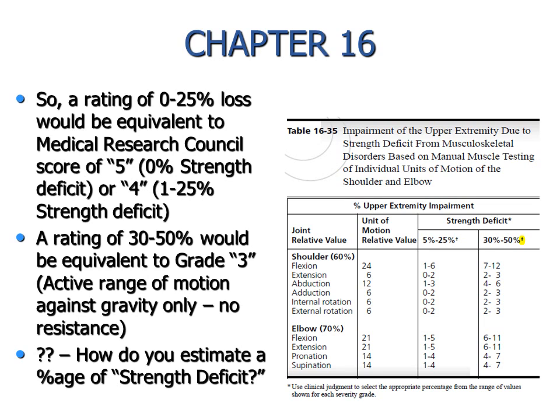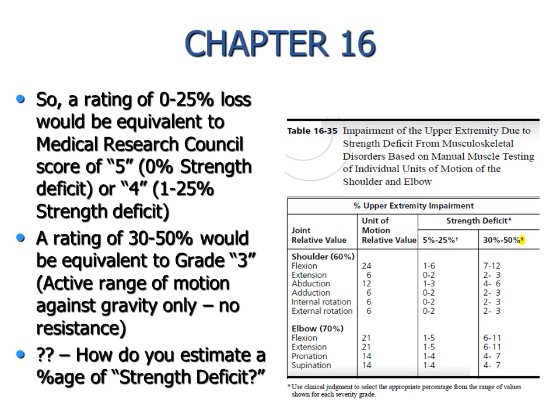Well, you would expect to see a person with a 30 to 50% strength deficit. They would have active range of motion against gravity only, without added resistance. That would be roughly equivalent to between a 30 to 50% strength deficit. Well, what would a 40% strength deficit look like? How would you expect that muscle to test?